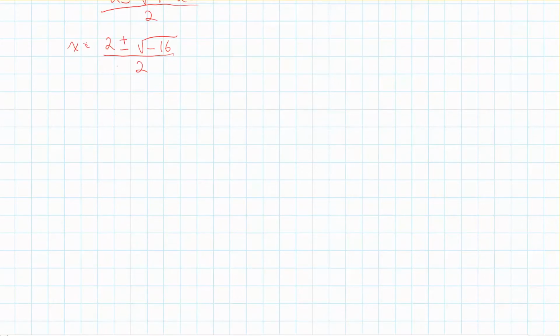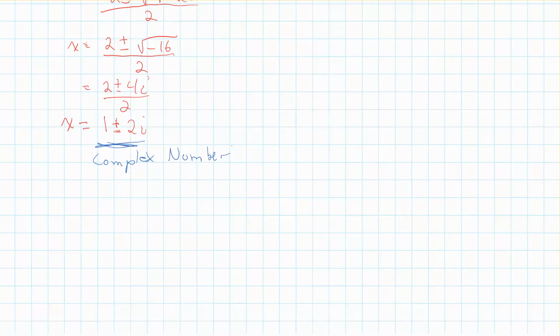All right, so we have 2 plus or minus the square root of negative 16 over 2, which would be 2 plus or minus 4i over 2, which finally simplifies down to 1 plus or minus 2i. Now the key thing here is this is, of course, a complex number that has an imaginary portion. Well, remember, we're looking at real values here when we're plotting these on the x-axis. We're only talking about the real values for x. So this is a complex number with an imaginary portion.